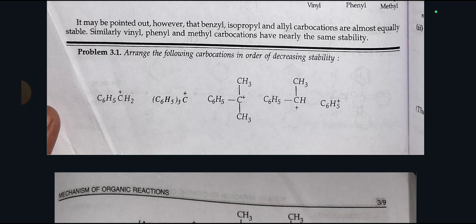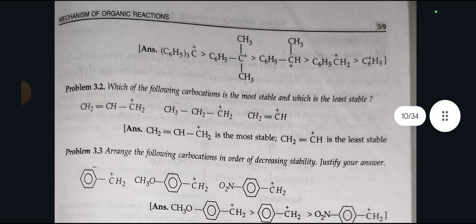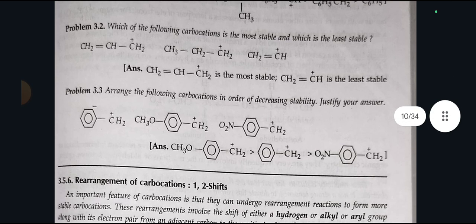Problem 3.1. Arrange the following carbocations in order of decreasing stabilities: C6H5CH2+, (C6H5)3C+, (C6H5)(CH3)2C+... C6H5CH+CH3, CH3C6H5+. Answer: (C6H5)3C+, then C6H5C+(CH3)2, then C6H5CH+CH3, then C6H5CH2+, then C6H5+.